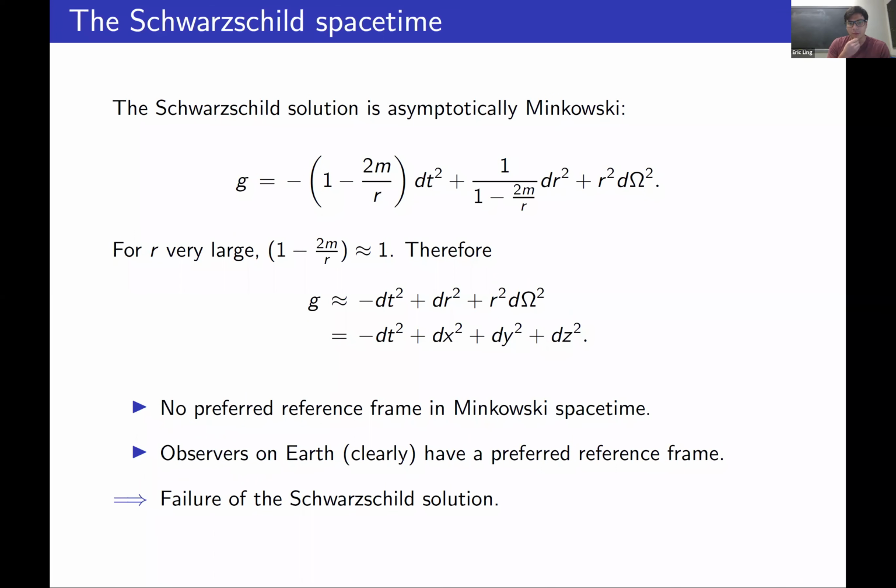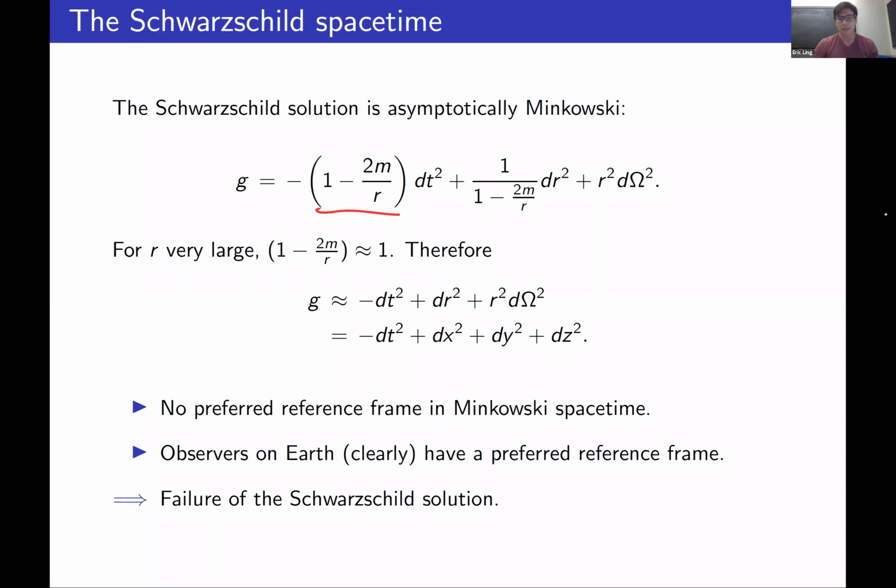Now, the Schwarzschild solution is asymptotically Minkowski, and what I mean by this is that if you take r very large, then this factor, 1 minus 2m over r, is going to be close to 1, and so you get back something that looks like the Minkowski metric. And so this is where I want to say that the mapping of mathematics into the physical world is not really complete.